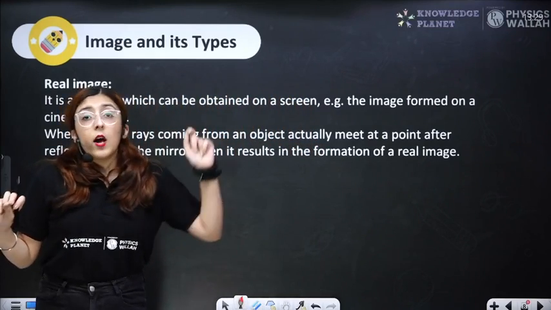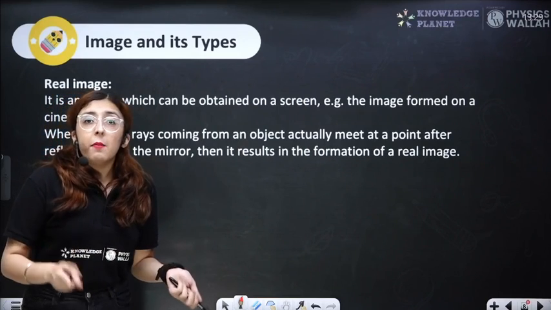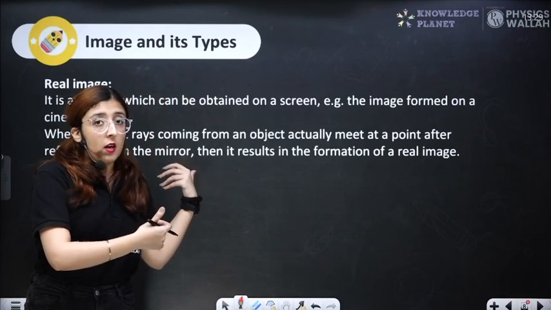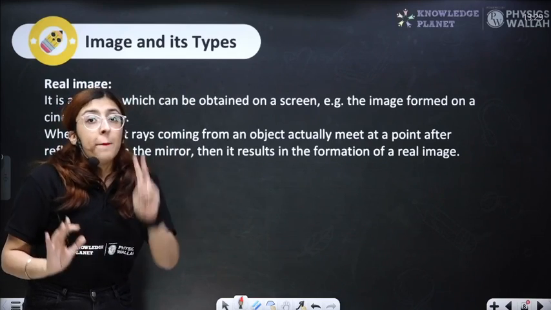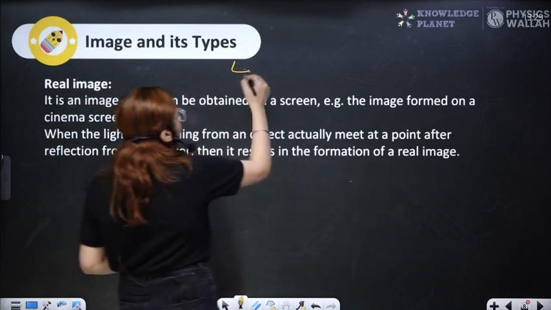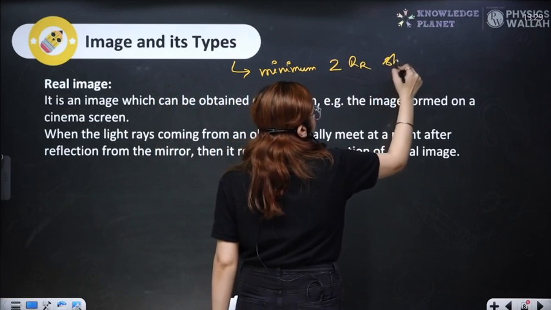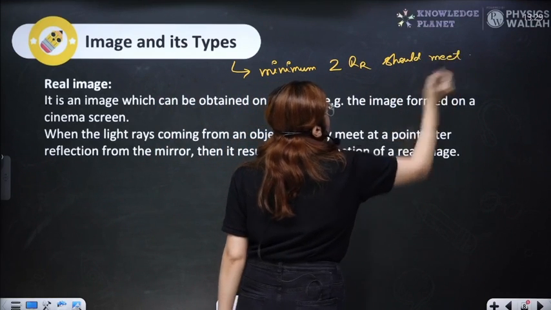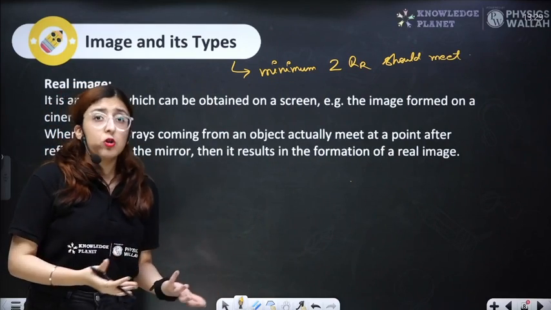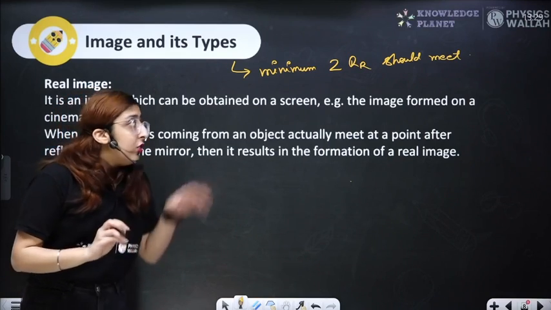Now, for image formation, what do we require? In order to form an image, we require reflected rays. A minimum of 2 reflected rays should meet in order to form an image. Right now, I am just talking about mirrors and the reflection phenomena. Maximum it can be any number, but minimum 2 reflected rays should meet or appear to meet in order to form an image. Now, why am I using the term that they should meet or appear to meet? Because there are 2 types of images. One is the real image, the other one is the virtual image. Now, just stick to the terms.